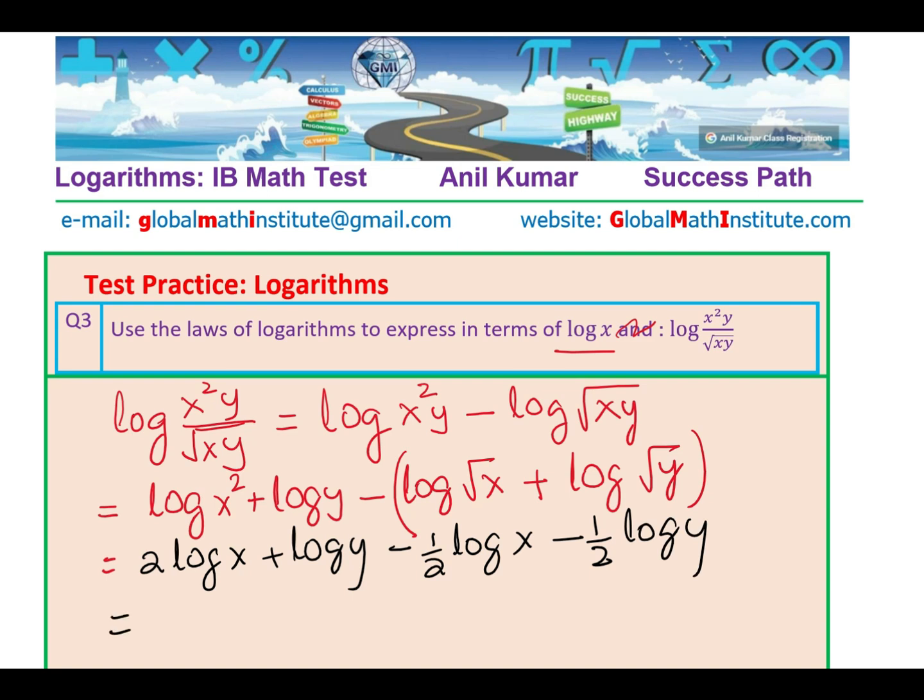Now you can combine the terms. So 2 log x minus half log x will give you 1.5, right? So 3 by 2 log x. And log y minus half log y gives you half log y. So that is how you could write it in terms of logs, slightly simplified. I hope it makes some sense. So you'll see that these questions are kind of similar to what you get in your test, right? Very good. Slightly one edge up.